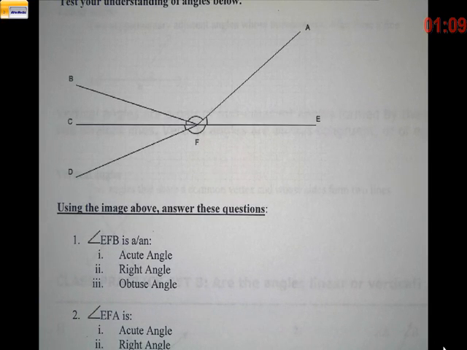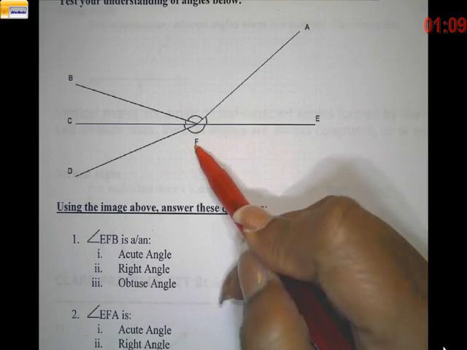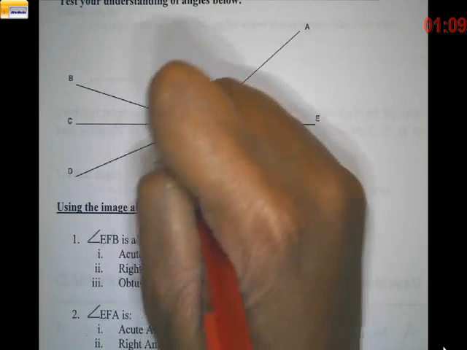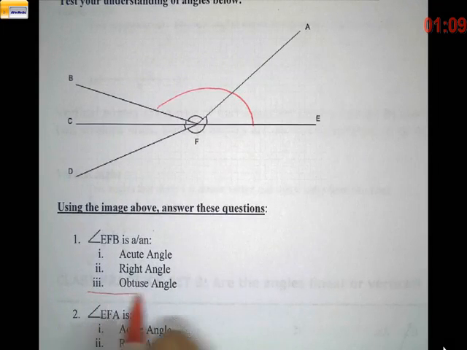They say, tell me what, you're going to classify the angle, but first you got to go find it. So we need to find angle EFB. Where's B? Angle EFB is right here. Yeah, it looks obtuse to me.